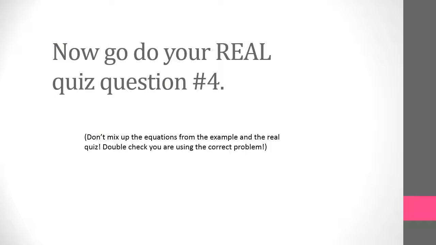Now you can go ahead and pause the recording and do your real quiz question number 4. Remember, it could be like version number 1, where you only had to multiply one of the equations, or it could be like version number 2, where you had to multiply both of the equations. Once you're done with your quiz question, go ahead and start the recording again for number 5.